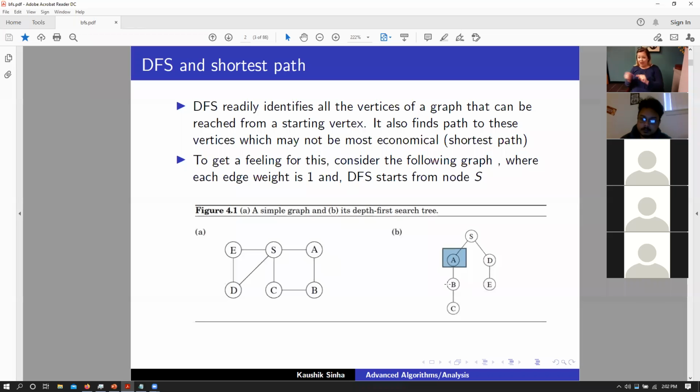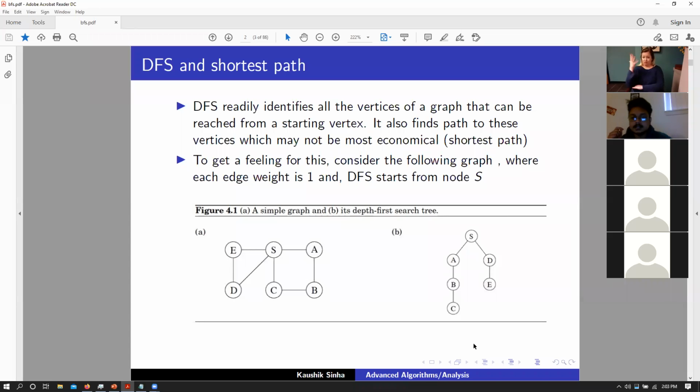So from A, we would explore B. From B, we would explore C. And once we are done, there are no other new vertices to be found here. Then we go back to S. And from S, let's say that the next thing that we check is D. And from D onwards, we can then search for E. And once we are done, we come back to S, and that is our DFS tree for this particular graph.